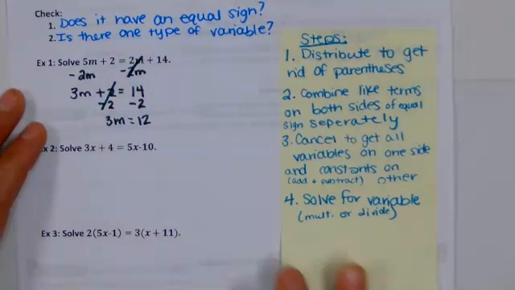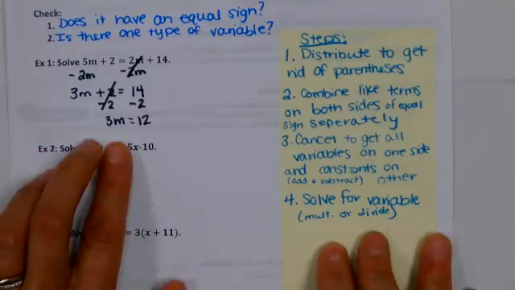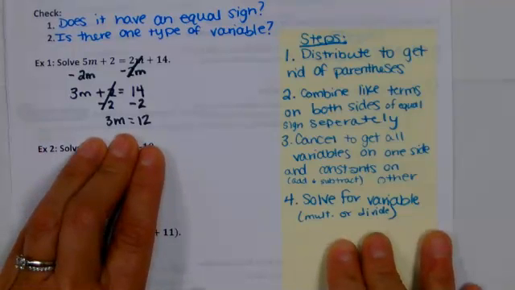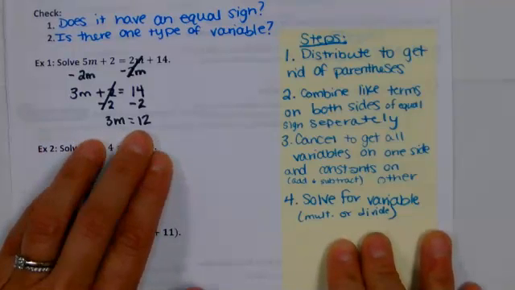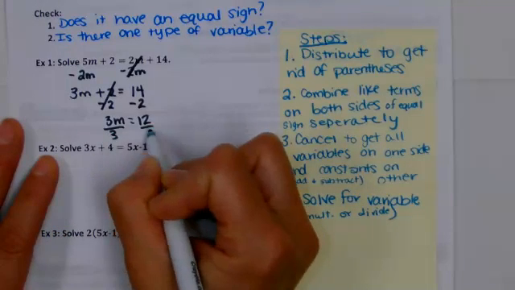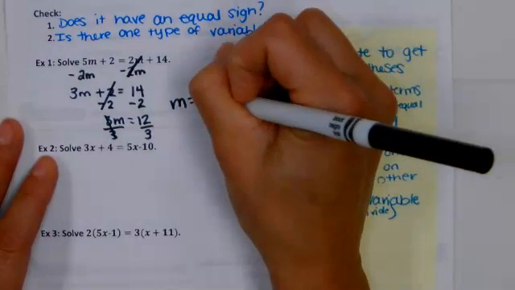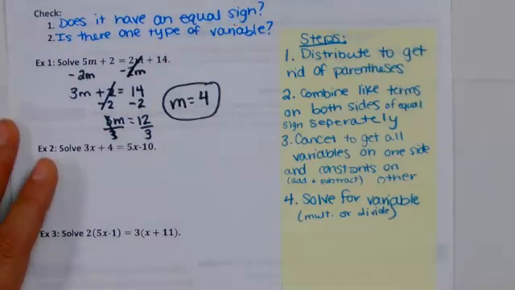And now on to my final step. I can solve for the variable either by multiplying or dividing. So you want to undo what's there. So this means 3 times m equal 12. So to undo the times, I'm going to divide by 3 on both sides to keep it balanced. And finally, I get m equal 4. And that's my final answer.